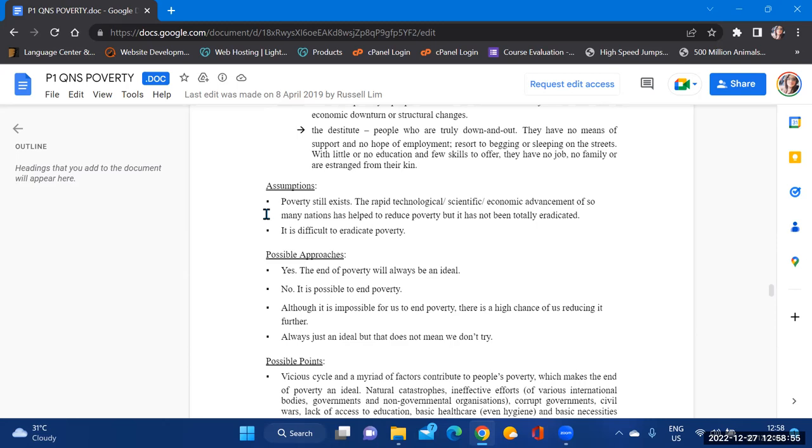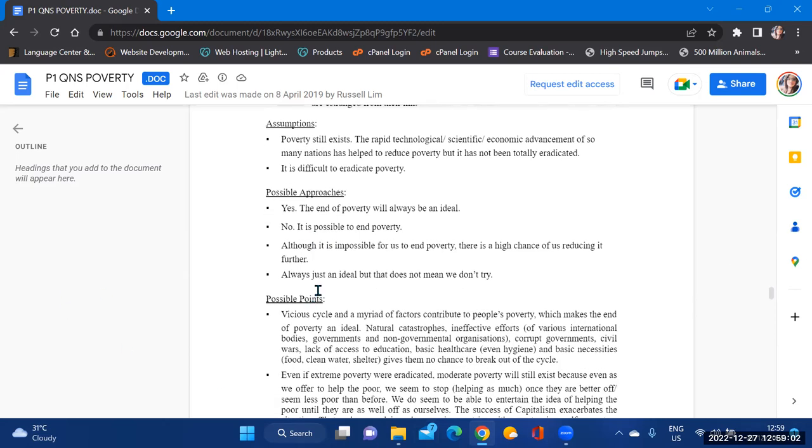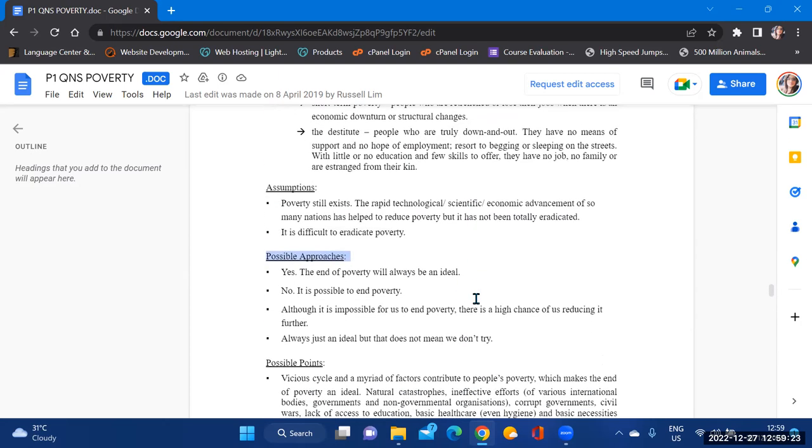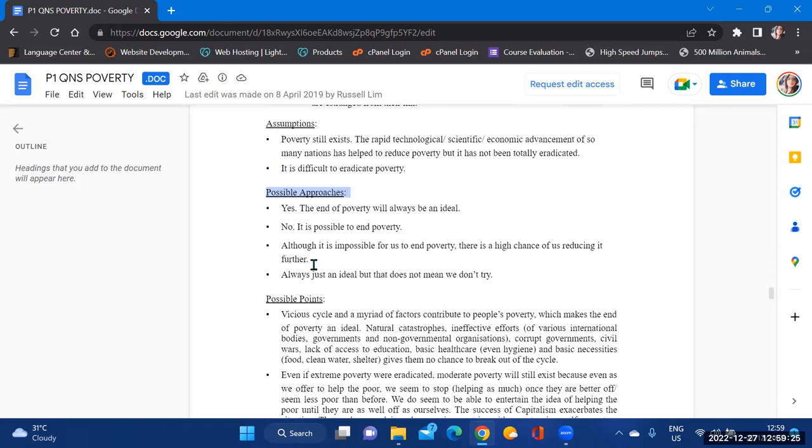Yes, possible approaches: the end of poverty will always be an ideal. No, it is possible to end poverty. Although it is impossible for us to end poverty, there is a high chance of us reducing it further. Always just an ideal, but that does not mean we don't try. So these are the possible approaches or standpoints or stances that a student could take. So many options here to choose from.